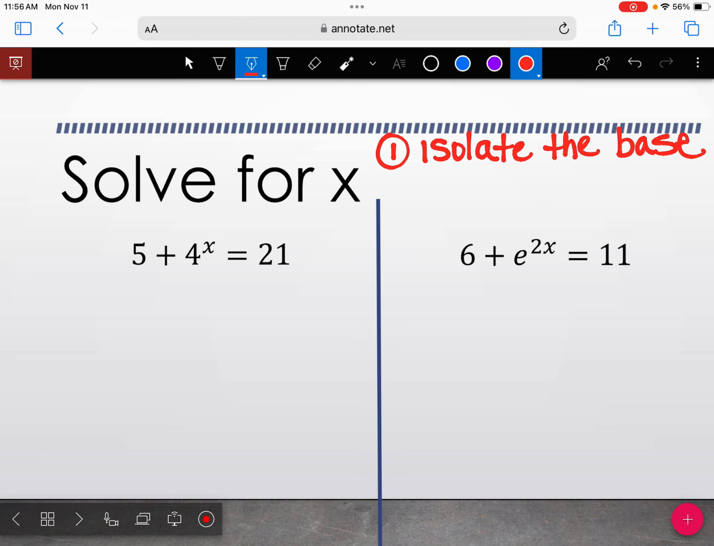So you always have to start by isolating the base because sometimes you can't tell if you can rewrite it if you don't isolate the base. So let's go ahead and get the base by itself. And when I say base, I'm talking about this term. We have to get that by itself because that's the base of your exponent. So how would you isolate it? What would I have to do to get rid of that 5? Subtract the 5.